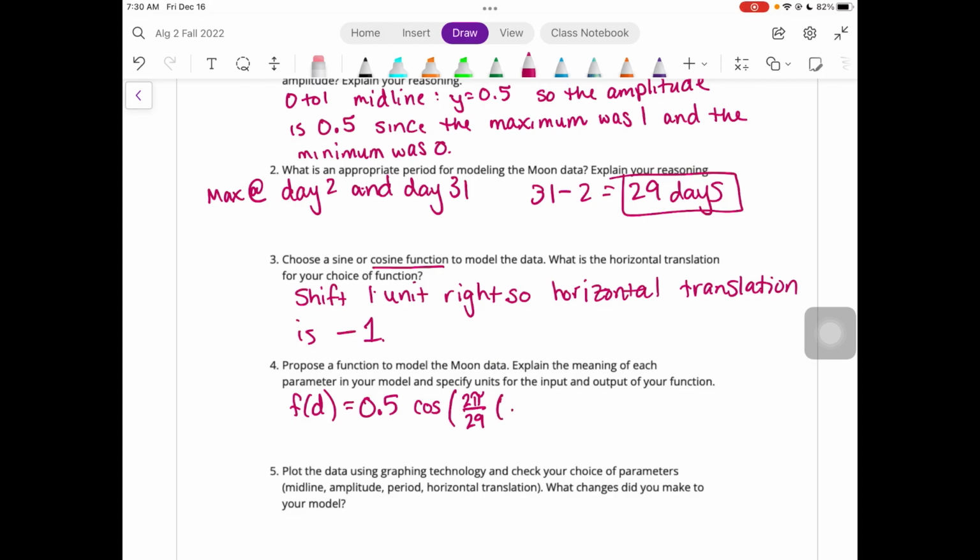And then we shifted 1 unit to the right. And then our vertical shift is at 0.5, so we're adding 0.5 there. So remember that this 0.5 came from our midline, and then this 0.5 came from our amplitude. They just happen to be the same number. So keep that in mind.